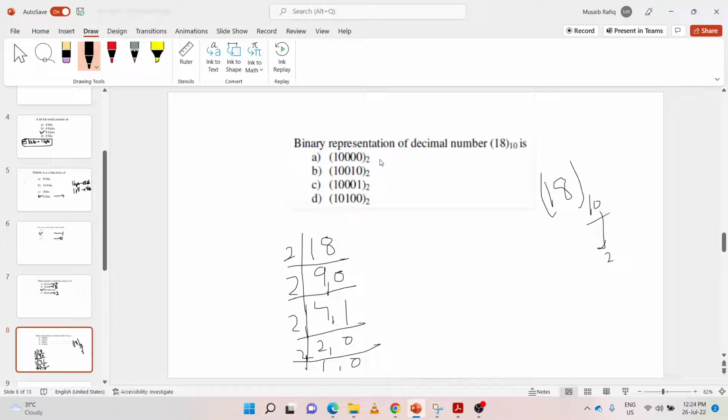So the binary representation of this number 18 is, we will start from here to here: 1, 0, 0, 1, 0, and we'll enclose it with the parenthesis, and we'll write the base here. So 1, 0, 0, 1, 0. It's option B. Option B is correct.